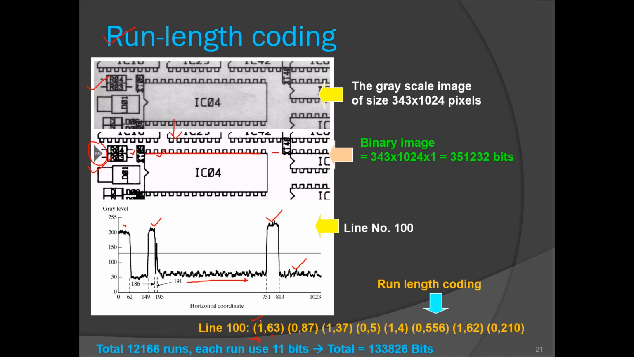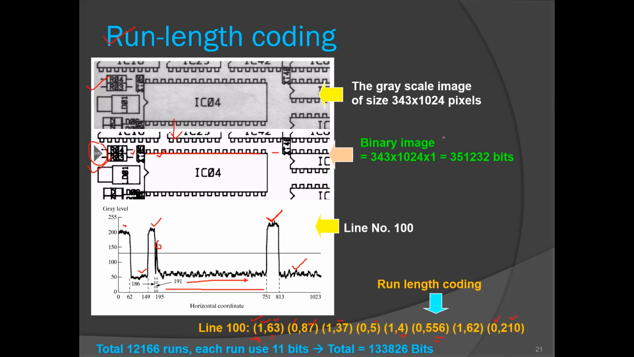We have intensity value 1 for the first 63 pixels, then 0 value for the next 87 pixels, then 1 value for the next 37 pixels, then 0 value for 5 pixels, then 1 for the next 4 pixels, then 0 for the next 556 pixels, then 1 value for the next 62 pixels, and so on. Here we require 8 bits to store this value and 8 bits to store this value.